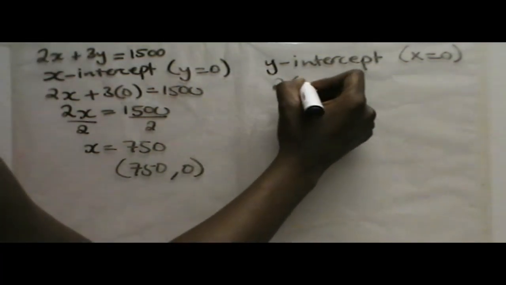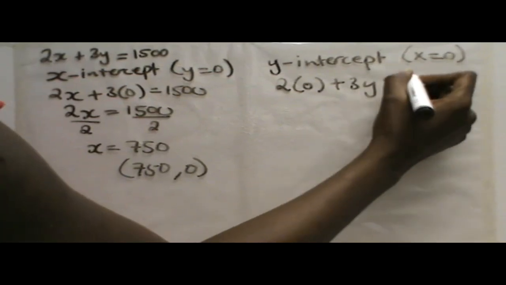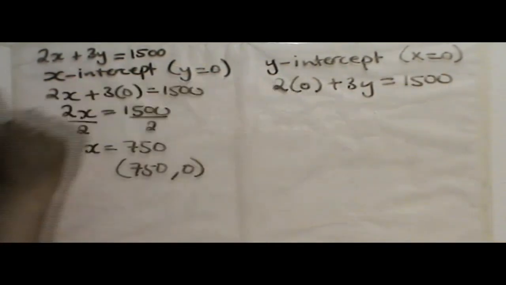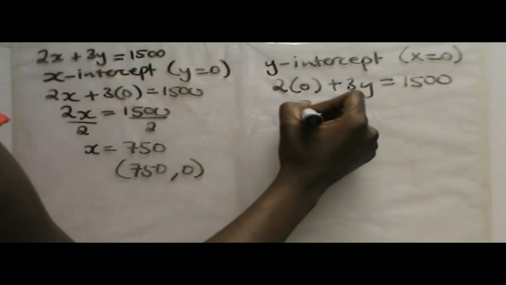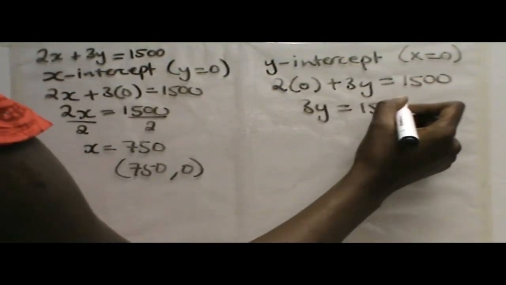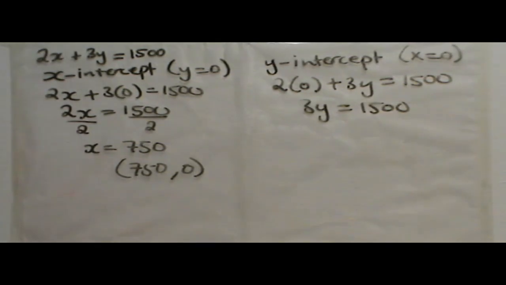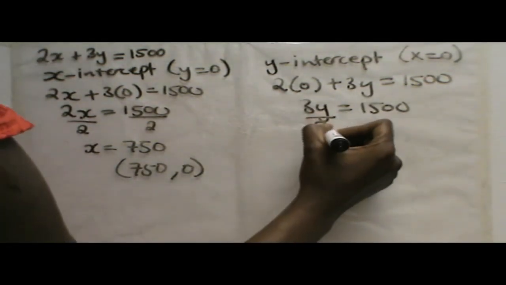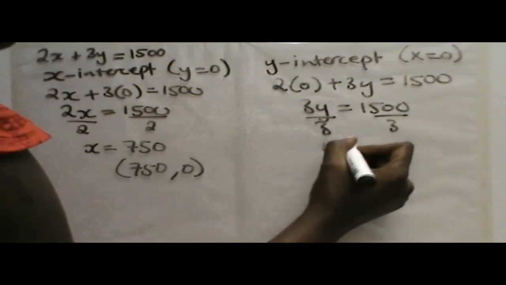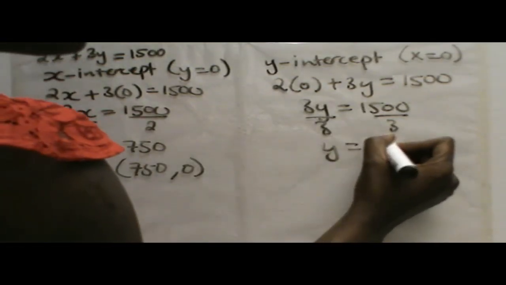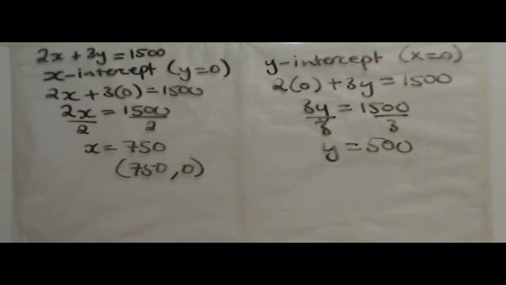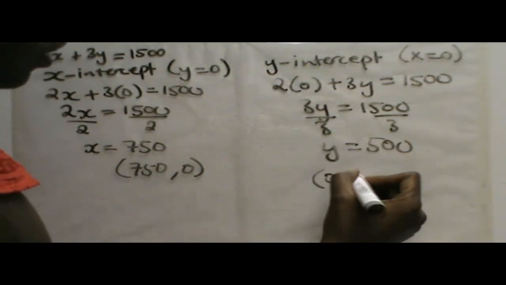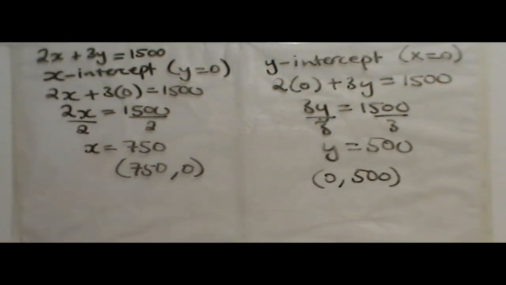So I have 2 times 0 plus 3y equal to 1500. Anything times 0 is just 0, so I have 3y equal to 1500. I want y, so I divide by 3 on both sides. So y is equal to 500. That is the y-intercept, and the point itself is 0, 500. Now that I have these 2 points, all I need to do is plot them on my graph.